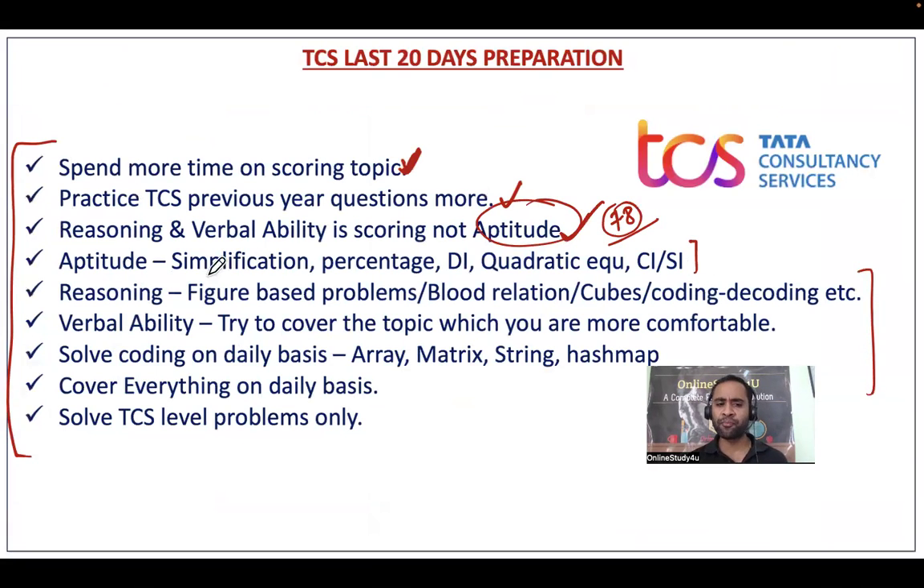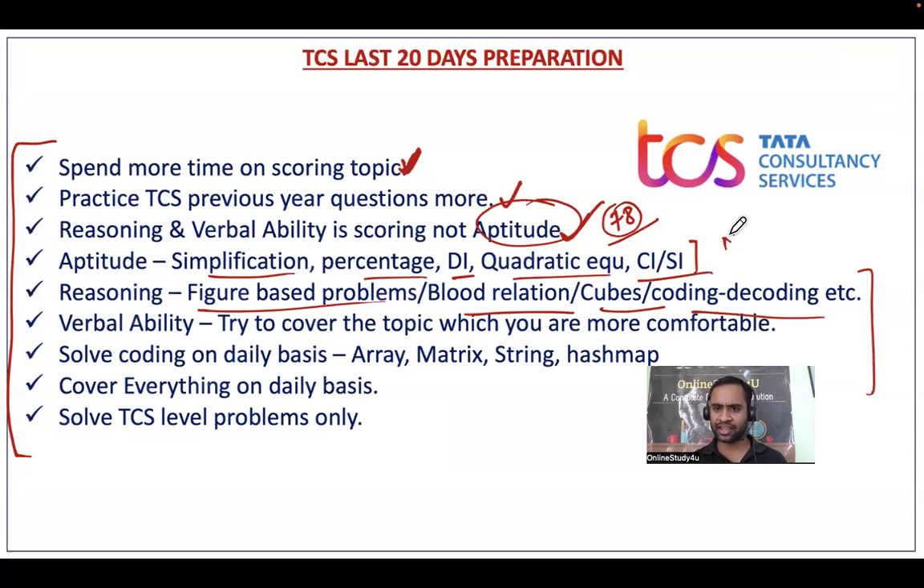In aptitude, you put more focus on simplification, percentage, data interpretation, quadratic equation, simple and compound interest. Reasoning: figure-based problems, blood relation, cubes problems, coding-decoding problems. So these are the topics where you have to put more focus.